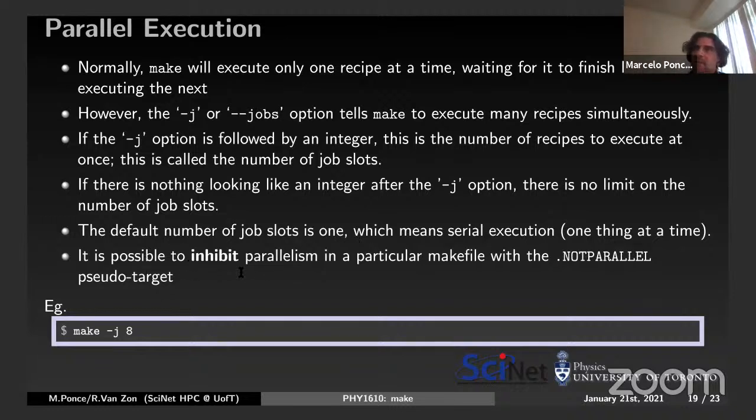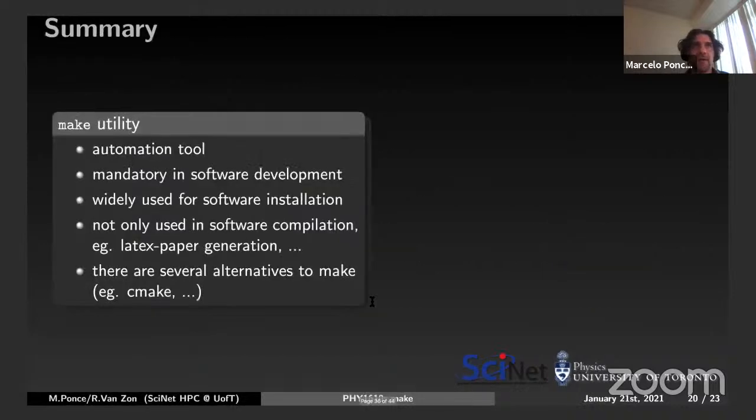There are ways to inhibit that. If you have dependencies, and this goes into the type of bugs that you can incur when you have parallel programming or parallel processing, in this case you can put something like .NOTPARALLEL. So it's a pseudo target in this case. It will not parallelize; it will not do a parallel branch of the rules. So those are ways to control the parallel execution.